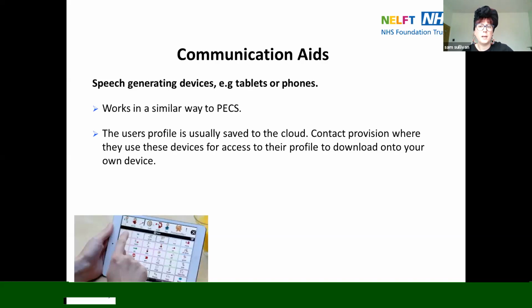And that profile may be able to get downloaded onto your own devices or the service user's device. I know, for example, Proloquo2Go, I think the basic license, can be downloaded onto 5 different devices. So it'd be worth finding that out. And again, these are much easier to update because you can just take a picture of the item.